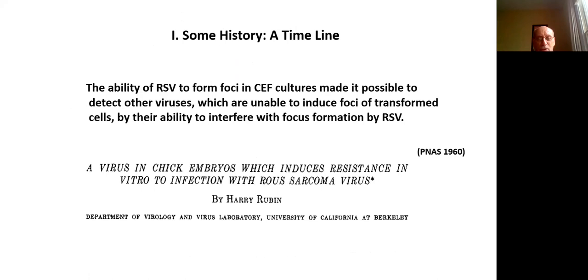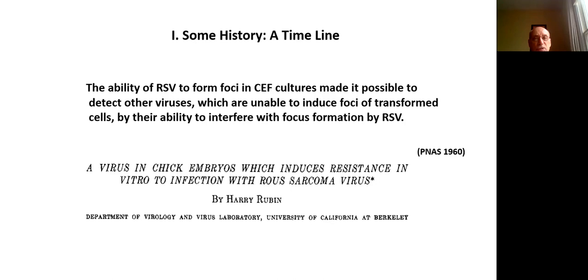So during the course of using this focus assay, Rubin discovered that there are other viruses which don't make foci, are invisible in this focus assay, except if cells are pre-infected with these other viruses, they become resistant to focus formation by Rous sarcoma virus. The first one, which he published in 1960, he called resistance-inducing factor. It was actually found in chickens from a poultry farm. And so that kind of expanded the way that the assay could be used.